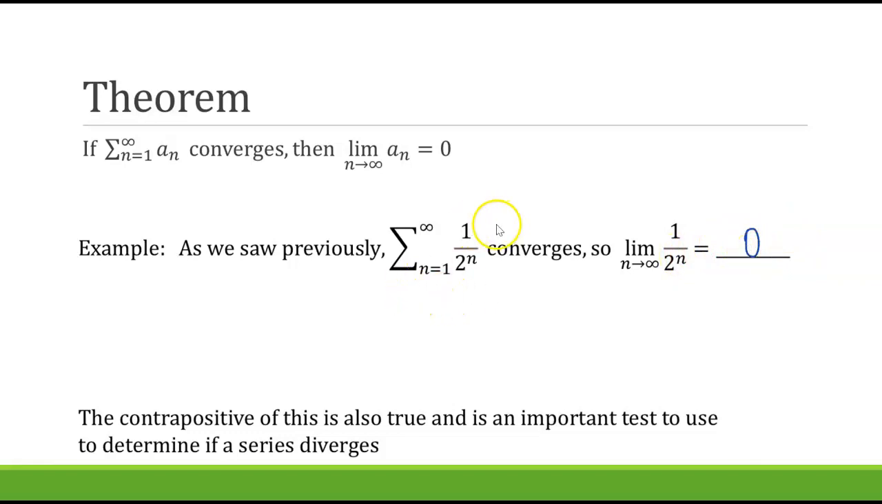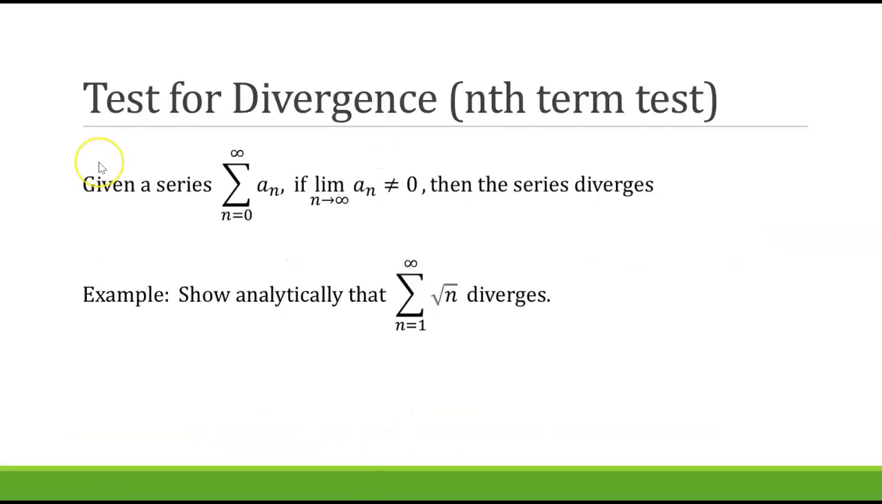So that's a really important understanding of what's happening here. The numbers have to be getting smaller and smaller to even have a chance of that infinite series converging. And so the contrapositive of this theorem is also true, and it's an important test to use to determine if a series diverges. So we're going to go ahead and take a look at that next.